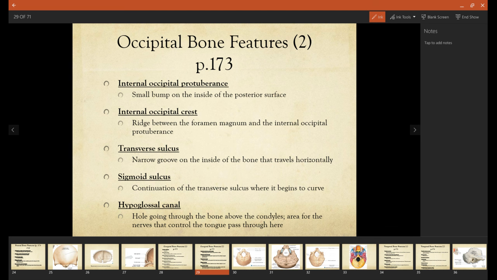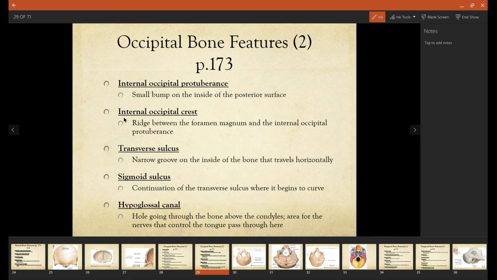Now, if we have an external occipital protuberance, if we have to indicate that structure is external, that means we're also going to have an internal occipital protuberance. So this will be a bump on the inside. We also have an internal occipital crest just going from the protuberance on the inside down to the foramen magnum, just like we saw with the outside.